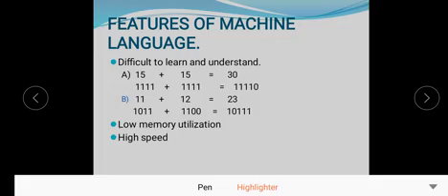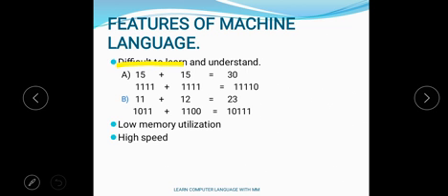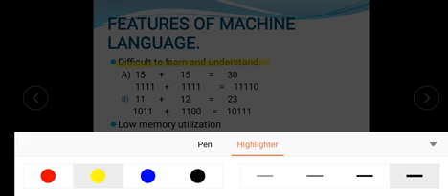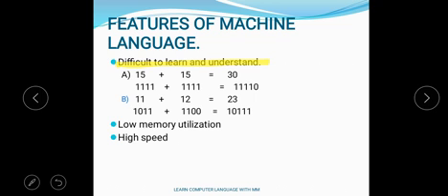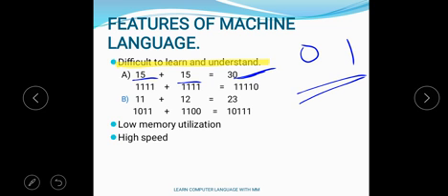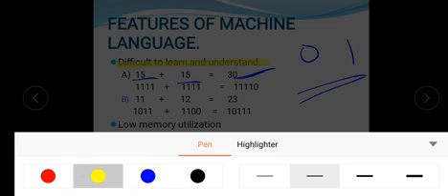Machine language is very difficult to learn and understand. Here I have taken two examples, A and B. In A, I have taken the same digits which are giving the same calculation. Here we are inputting the value by ourselves and the output we are getting from the computer. As I explained in the previous slide, computer only understands or reads binary numbers or machine language. Here we have input, suppose 15 plus 15. We know very well that 15 plus 15 is equal to 30.